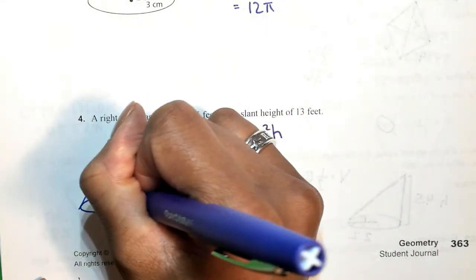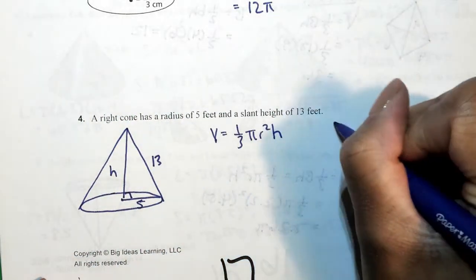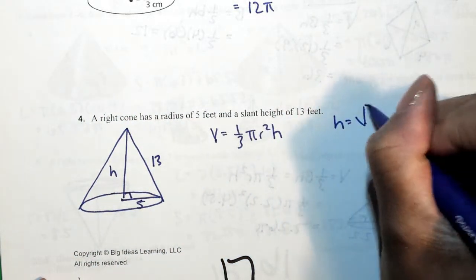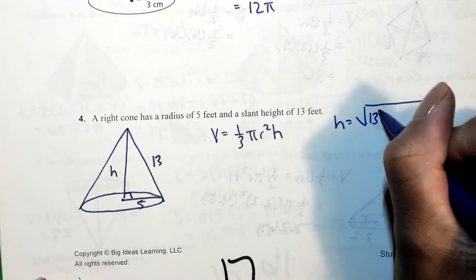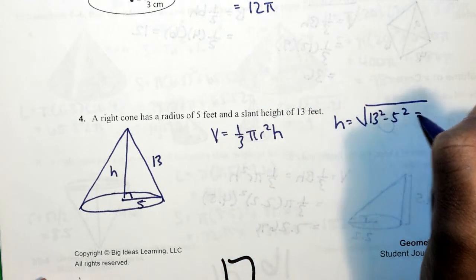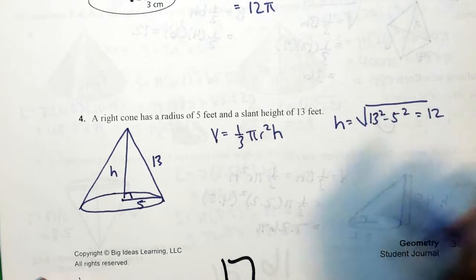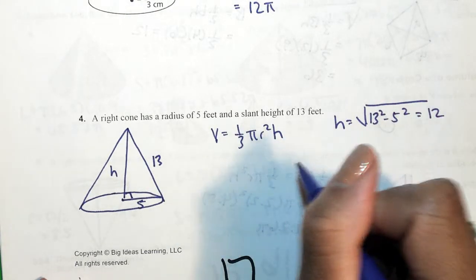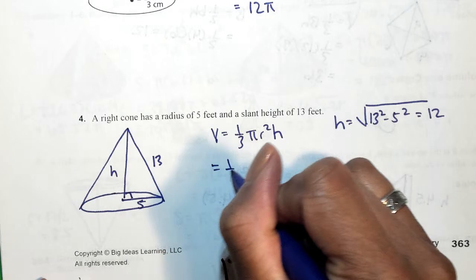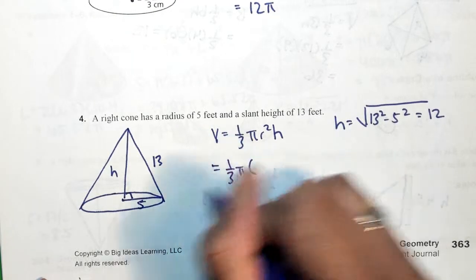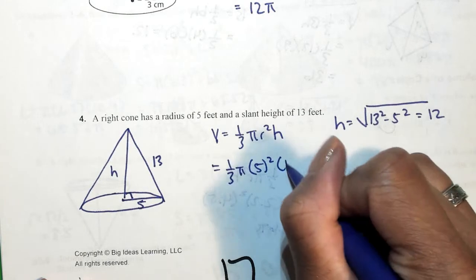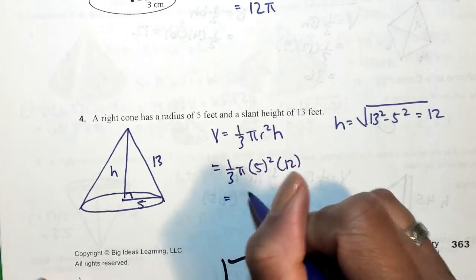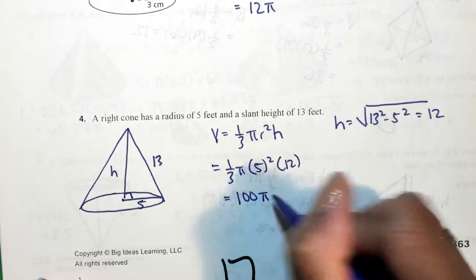Lucky for us, we made a right triangle, so we can use the Pythagorean theorem. And because we have a missing leg, we're going to subtract. So we have 13 squared minus 5 squared, and we end up with 12. So the height is 12. So we have 1/3 pi, and then we have r, which we know is 5 squared, and then we have the height as 12. And all together we get 100 pi.